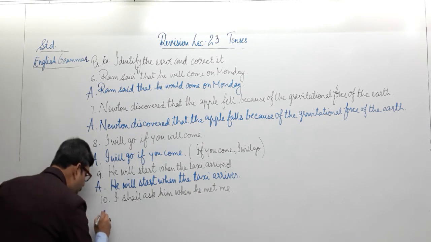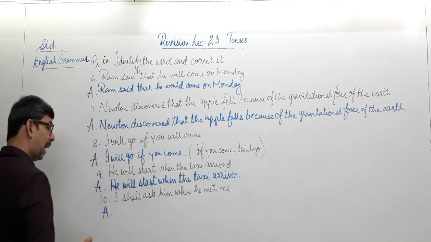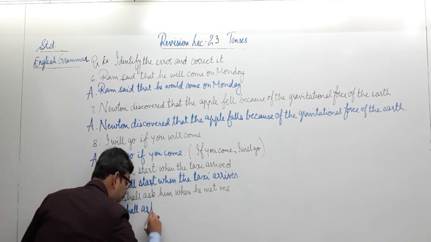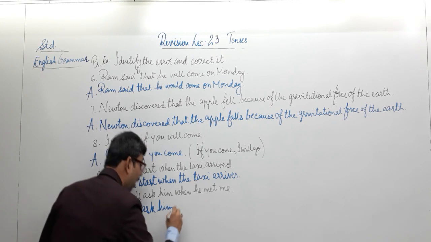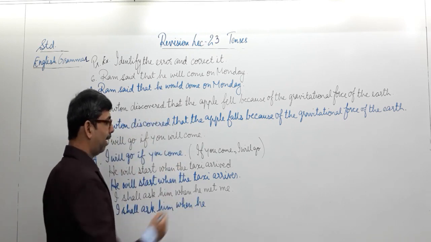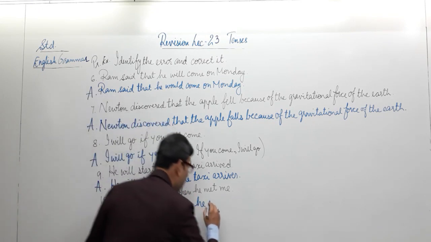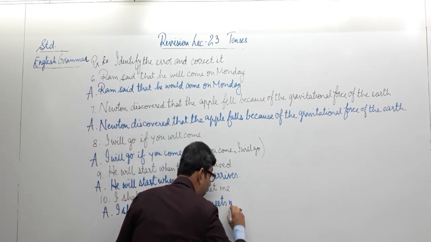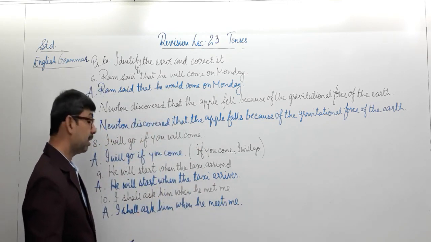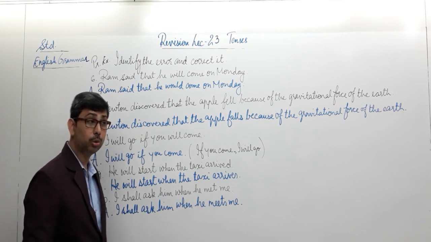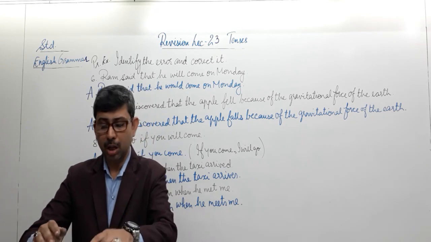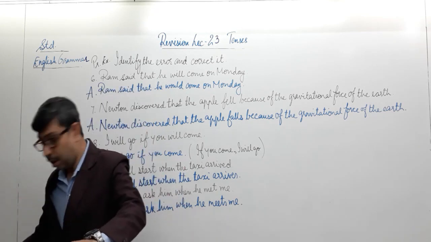The same rule we will be observing as we observed in the 9th one. And write, I shall ask him, that is okay, that you can write over here, when he meets me. I will be using the present indefinite, when he meets me and not met me. I hope these tenses or the sequence of tenses is now clear to you. So we practiced 10 sentences. We took up 10 sentences for practice.